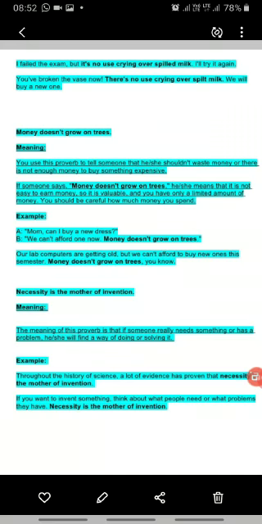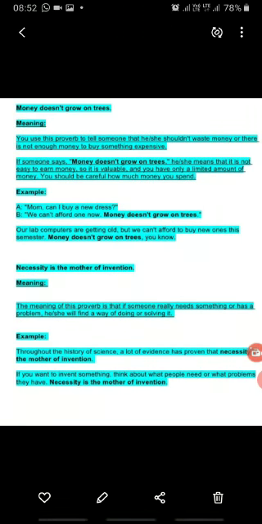Now you can see here, money doesn't grow on trees. It is a proverb. Now, what does it mean? You use this proverb to tell someone that he or she shouldn't waste money, or that there is not enough money to buy something expensive. So, you can see the example, a very common example it is. I hope that you will understand that.